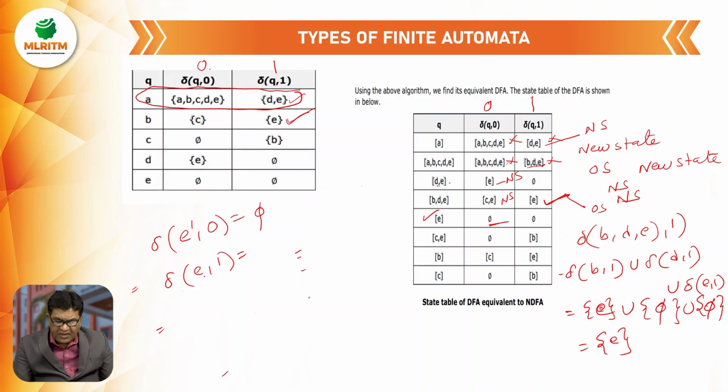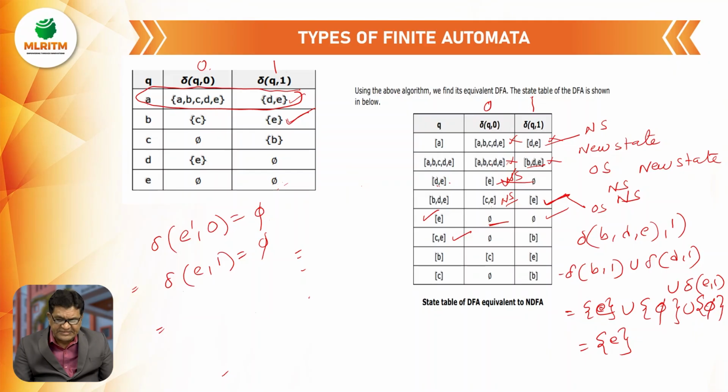Next, delta E comma 1. Current state is E, current input is 1. So you can find here the next state. It is a pi, so that's why it is written. And this one is over. What is the new state? Yes, the new state is CE. So that's why the state is written as CE.